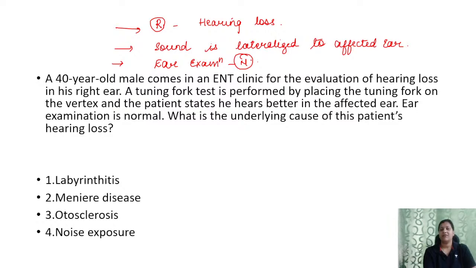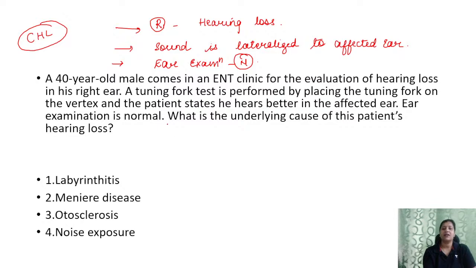So if you see, whenever the patient is complaining to you of hearing loss, and when you keep a tuning fork in the midline and the sound is getting lateralized towards the affected ear, it means the patient is having conductive hearing loss. The test that we have done is Weber's test. So if on Weber's test, the sound is getting lateralized towards the same ear, the diseased ear or the affected ear, it means the patient is having conductive hearing loss.